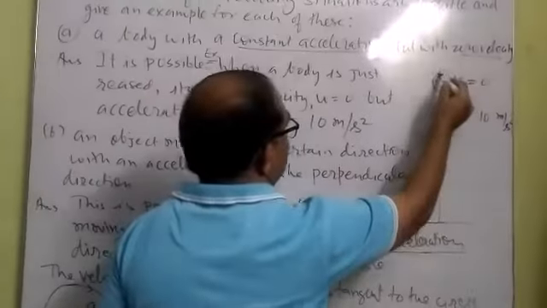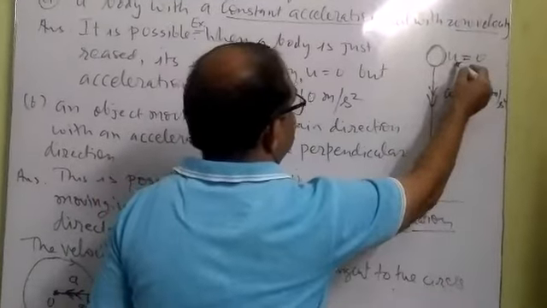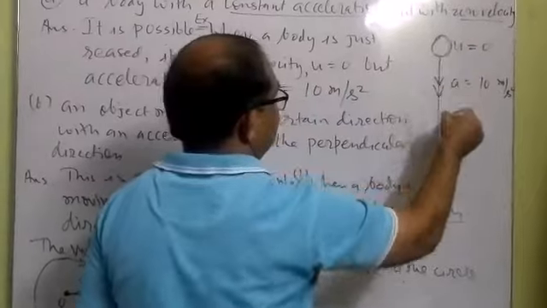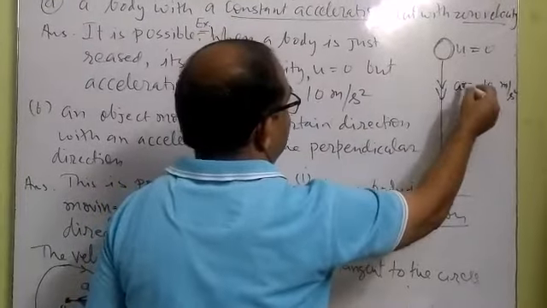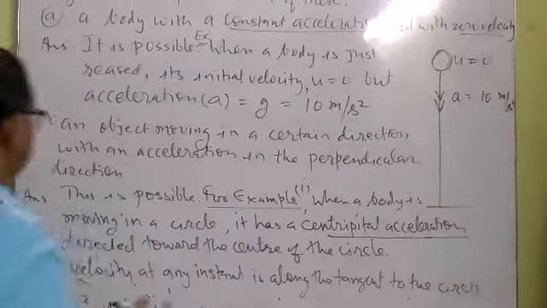Just see the situation when we release a body from a certain height. In that case, initial velocity is 0, but it has a constant acceleration in the downward direction, and it is equal to acceleration due to gravity, approximately 10 meter per second square.